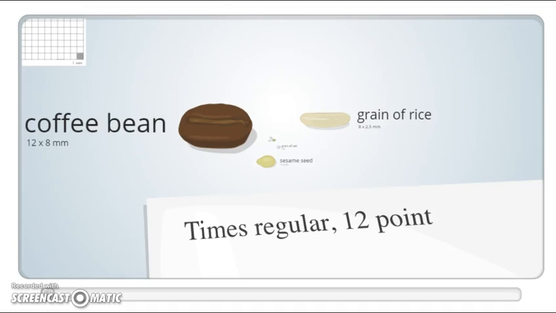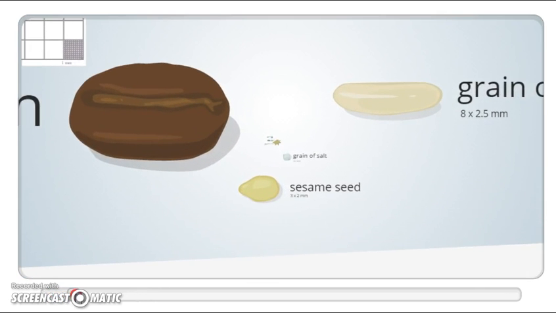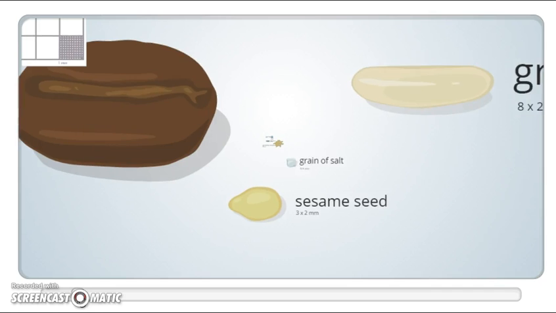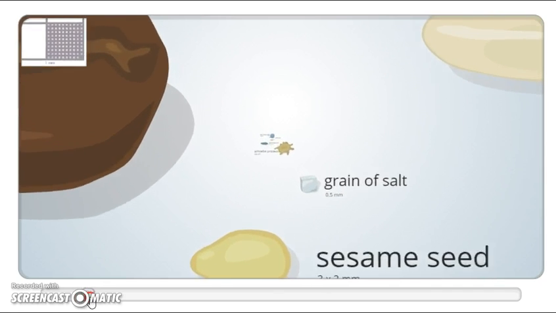Now this here is a pretty good resource for us to look at how big or small a cell is. So if we look at this here, we see a coffee bean, a grain of rice, regular 12-point font, and we can see that this is 1 millimeter. Now, if we go in a little bit, we see that sesame seed, and it's 3 by 2 millimeters, and we can see a grain of salt is 0.5 millimeter.